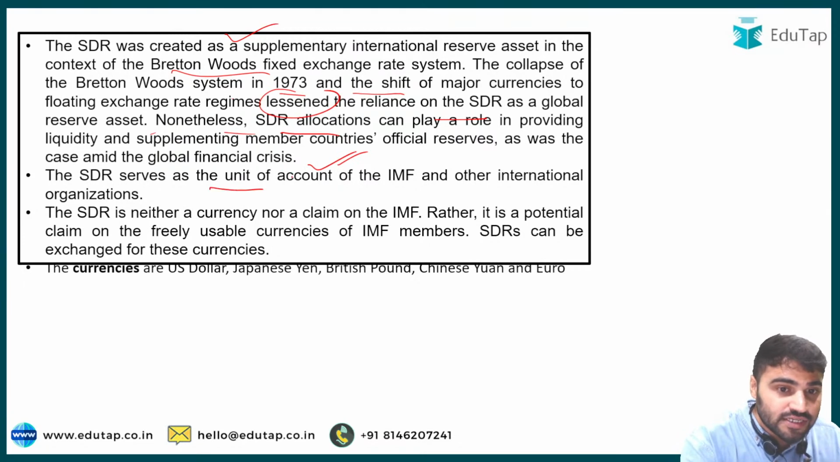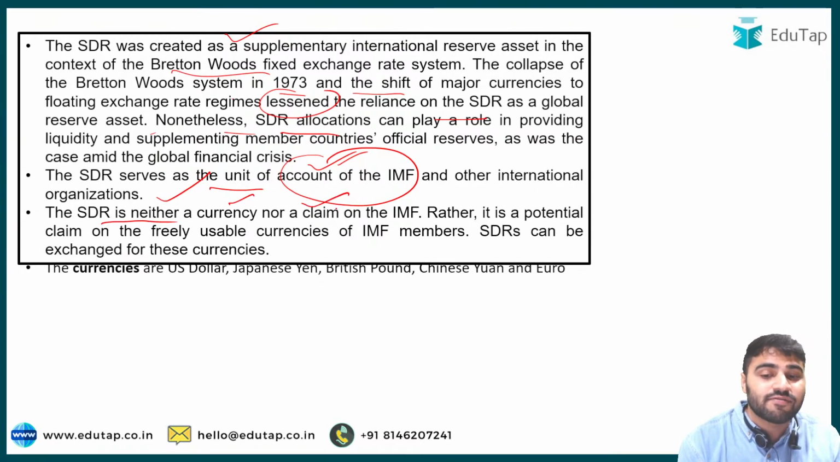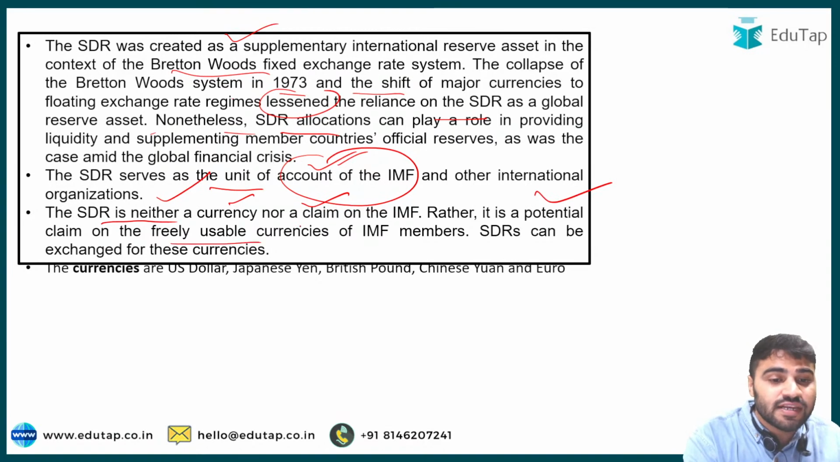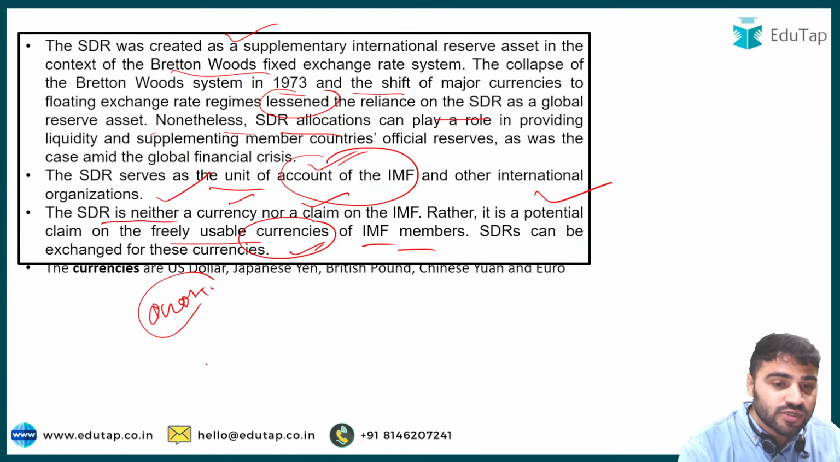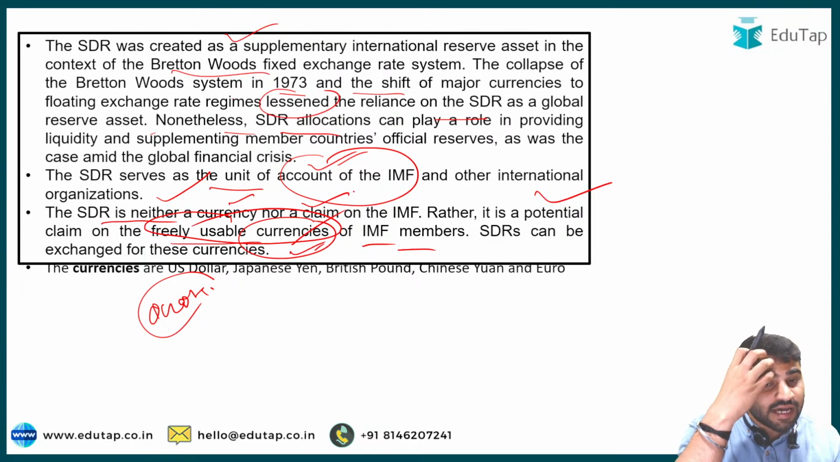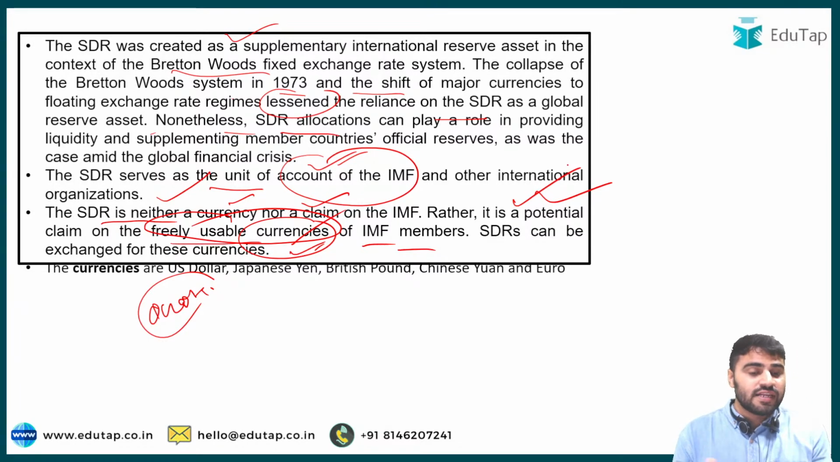So SDRs serve as the unit of account of the IMF and other international organizations. But you have to remember that SDR is neither a currency nor a claim on the IMF. Rather, it is a potential claim on the freely usable currencies of IMF members. So SDRs can be exchanged for these currencies, right? Suppose India has a quota in the form of SDR, so it can use any of the currencies used by IMF members. So basically SDR is neither a currency nor a claim, but through it you can easily claim the freely usable currencies used by the IMF members.